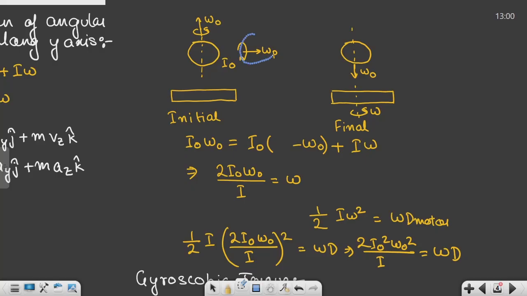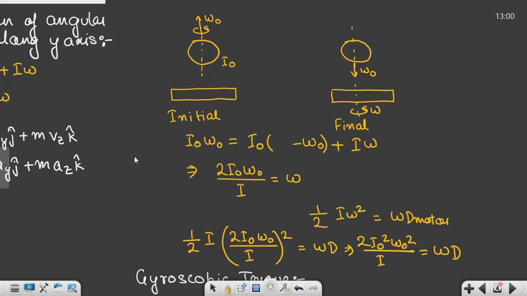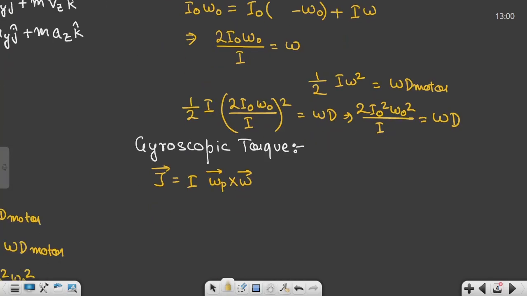Wait a minute. Precession velocity won't be along this direction. Precession velocity is the velocity that the wheel starts to rotate. This is nothing but angular velocity of precession. And when the rod moves in this direction with angular velocity omega, that is nothing but angular velocity of rotation. So angular velocity of precession is nothing but, or moment of inertia of the sphere, I naught into omega naught divided by I naught plus I. And omega is nothing but angular velocity of rotation, which is nothing but omega naught.